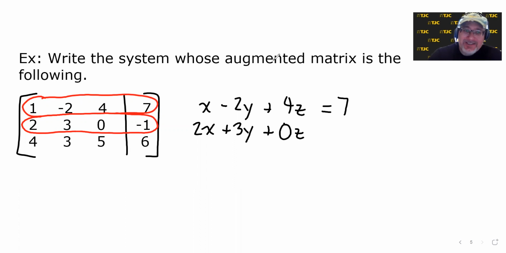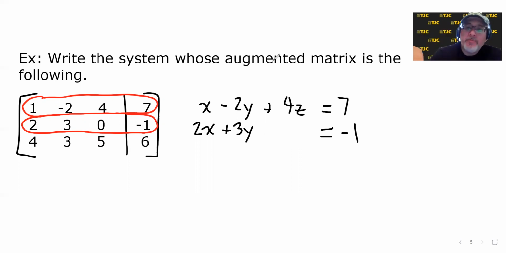So if a variable is missing, and you can tell because there's a 0 in the coefficients on the left side of the augmentation bar, there's really no need to announce that that variable is missing. You can just literally leave it out. And then that will equal -1. Now, do I have to line up the equal signs? No. Do I? I do, but you don't have to.